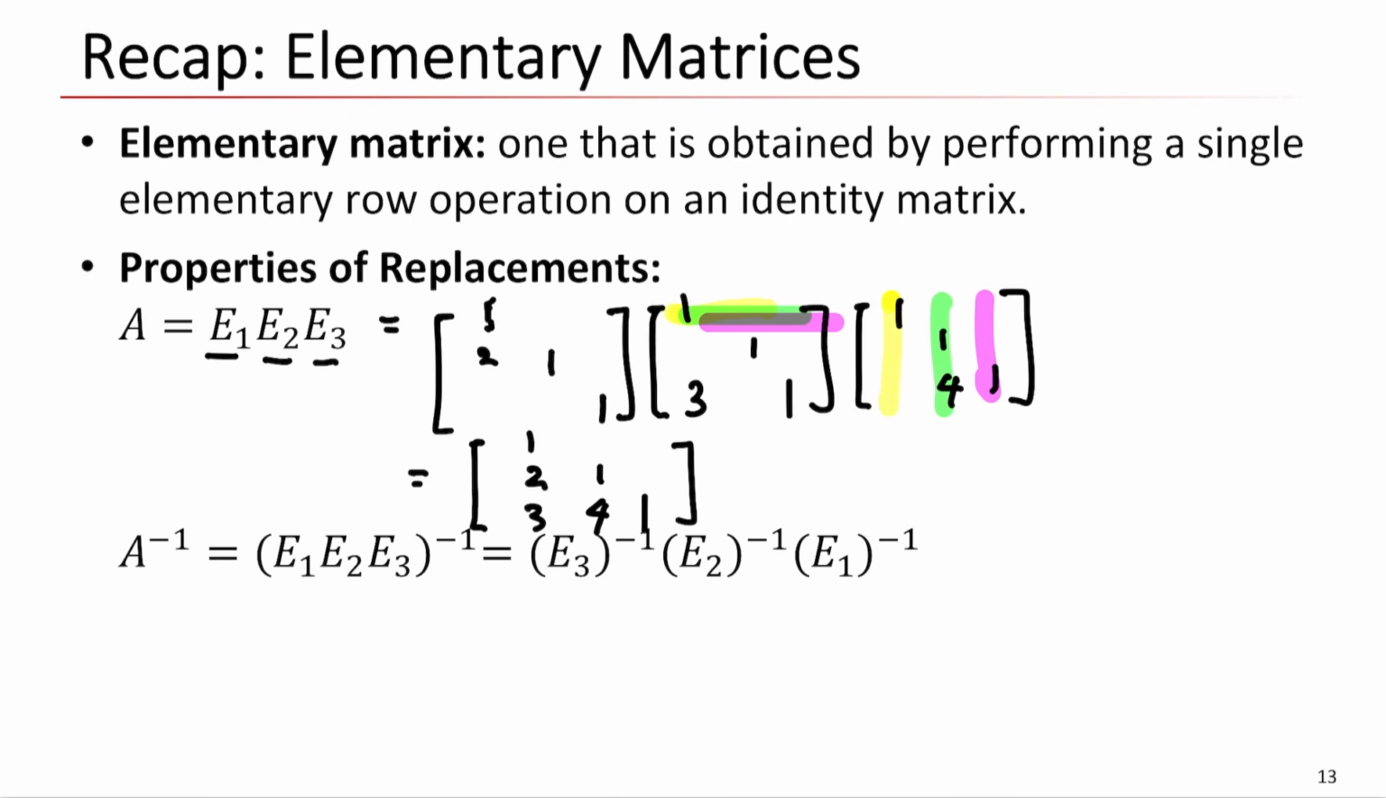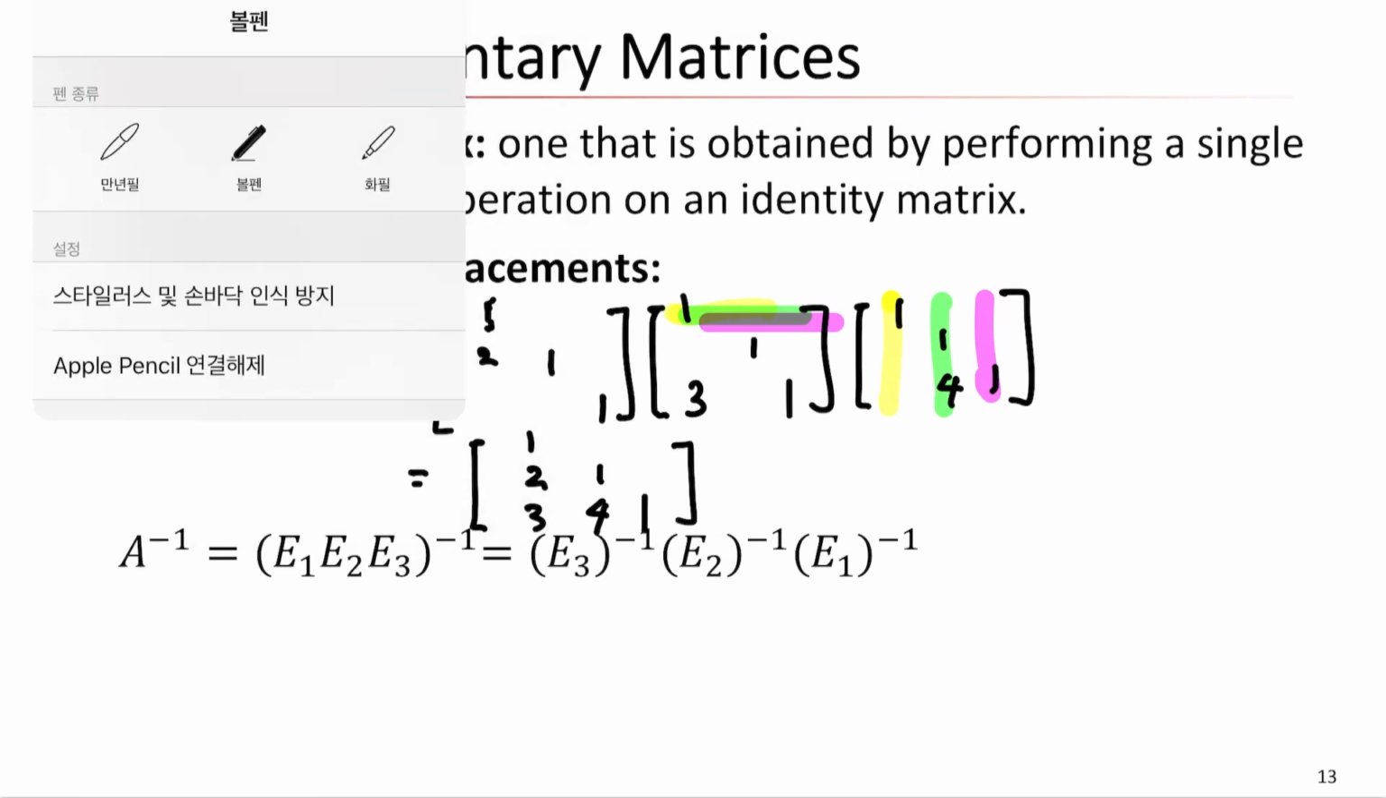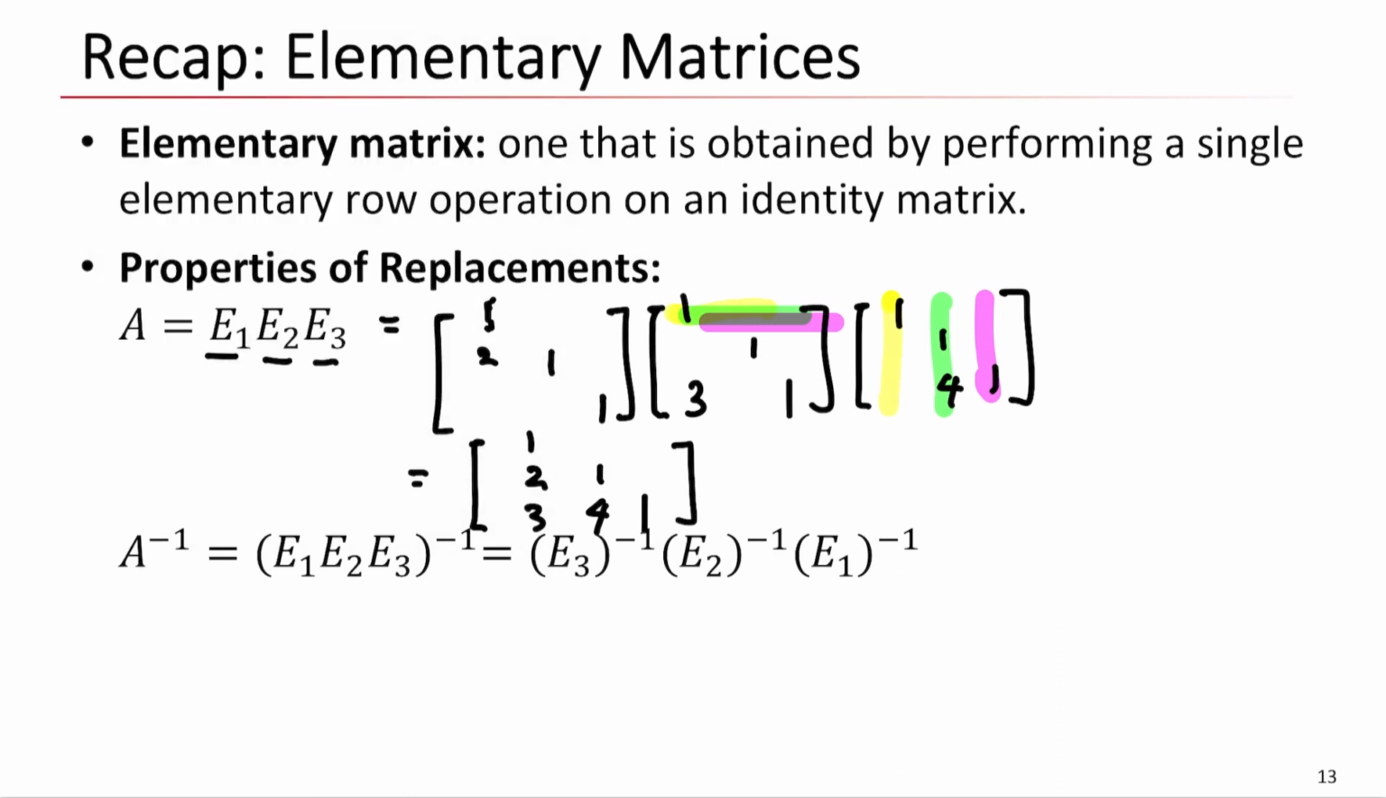Please check whether this is correct or not. I strongly suggest you derive this one yourself, because this property is really important in the LU decomposition. But anyway, the multiplication of the elementary matrices of the replacement rule is really intuitive, right?